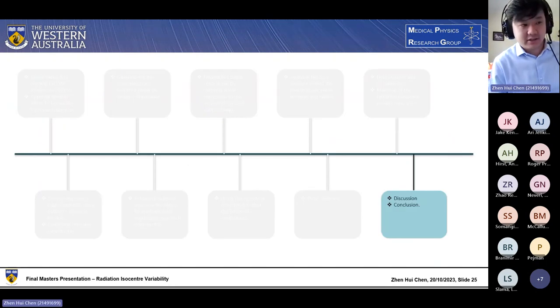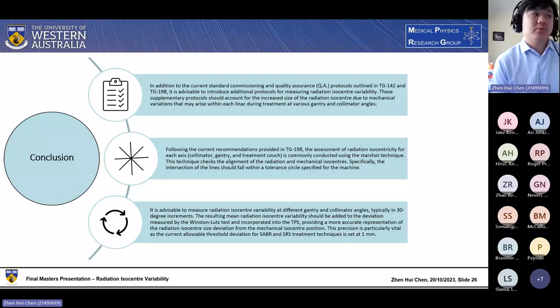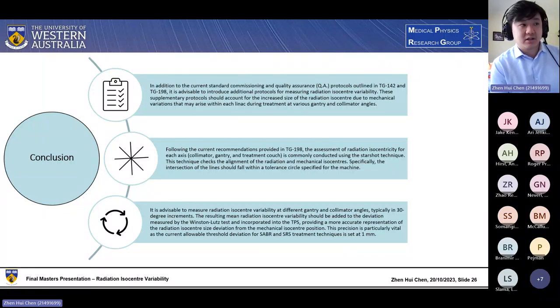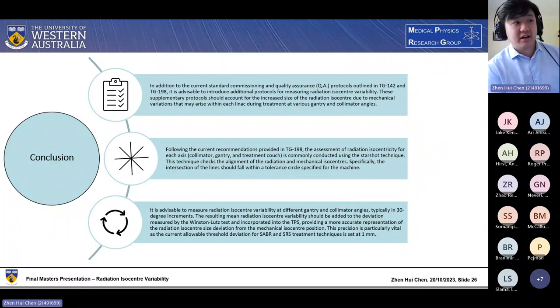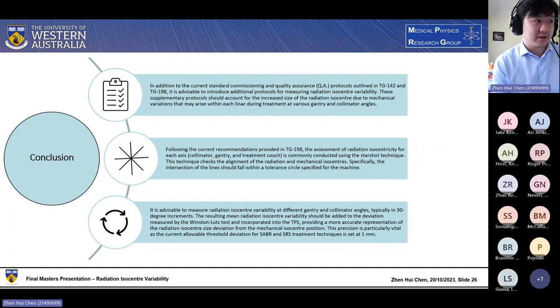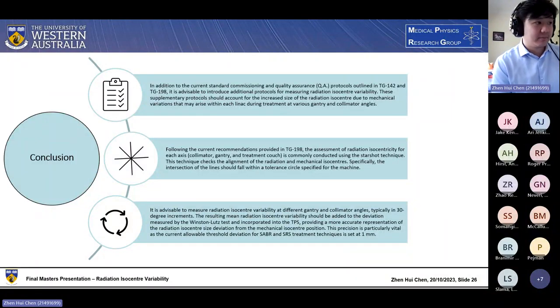And then finally, for the discussion and conclusion, I've already gone through the discussion. So for the conclusion, number one, in addition to the current standard commissioning and quality assurance protocols outlined in TG142 and 198, it's advisable to introduce additional protocols for measuring radiation isocenter variability, not coincidence. And these supplementary protocols should account for the increased size of the deviation of the radiation isocenter due to any mechanical variations that may arise within each LINAC during treatment at various gantry and collimator angles.